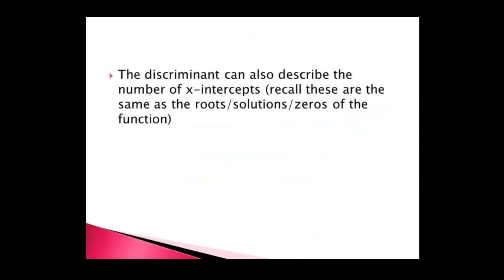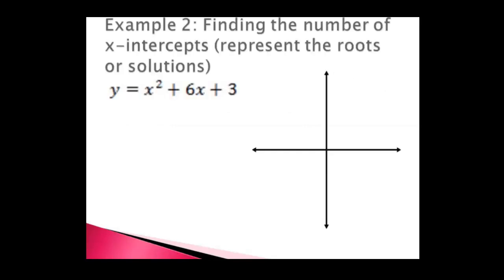So the discriminant describes the number of x-intercepts. Remember, solutions, x-intercepts, zeros, they're all the same. So when we talk about the discriminant, we are really also talking about the x-intercepts. So you can find the number of x-intercepts by finding the discriminant. So it's b squared minus 4ac.